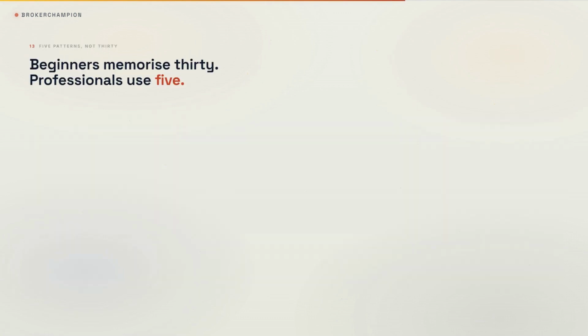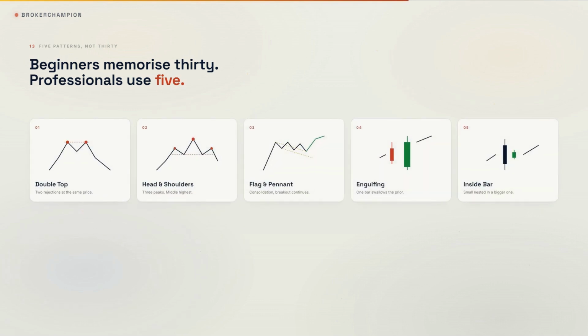Same logic with patterns. Beginners memorize 30. Professionals use 5. Double tops and double bottoms. 2 rejections at the same price. Clear entry, clear stop. Head and shoulders. 3 peaks, the middle one highest. Neckline break confirms the reversal. Flags and pennants. A short consolidation inside a trend. Breakout continues the move. Engulfing candles at support or resistance. 1 big bar swallowing the prior one. And inside bars, a small candle nested inside a bigger one. Breakout of that range is the trigger. None of them work standalone. All of them work in context.